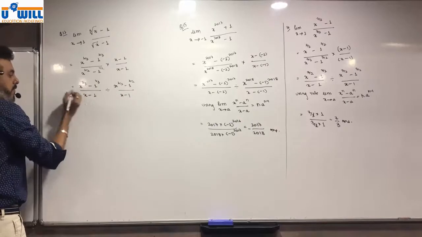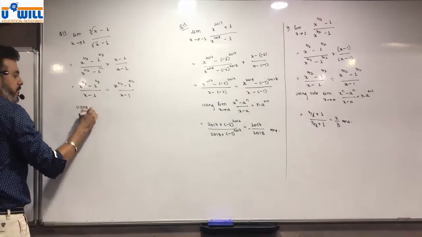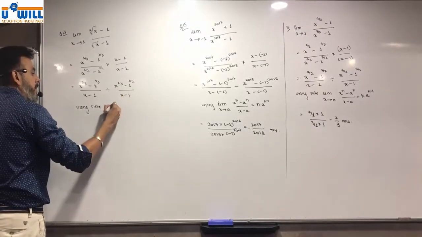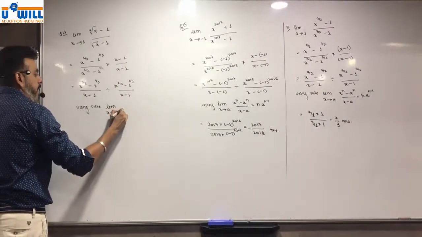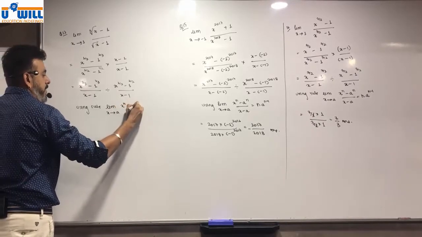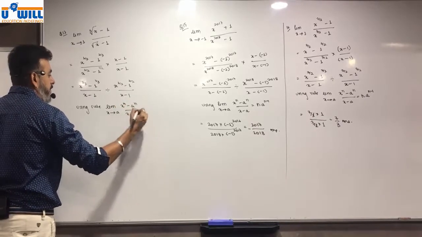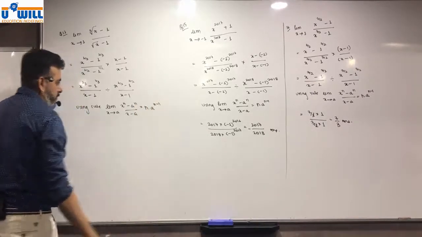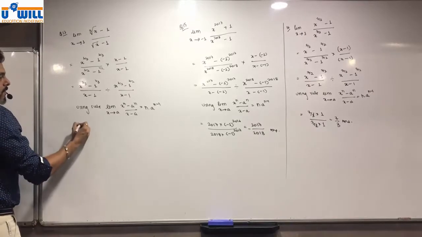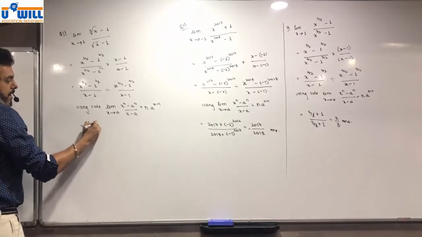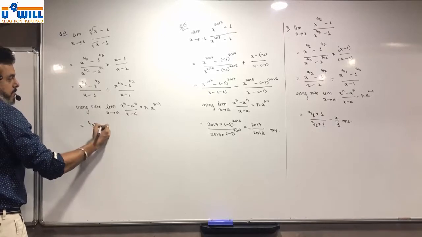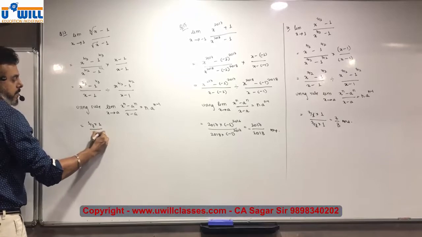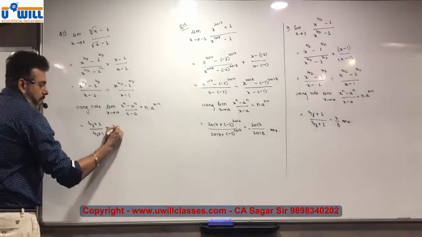which is equal to, before writing this always write using rule limit x tends to a, x raised to n minus a raised to n upon x minus a is equal to n into a raised to n minus 1, which is equal to 1 by 3 into, again 1, and over here 1 by 2 into 1, which is equal to 2 by 3.